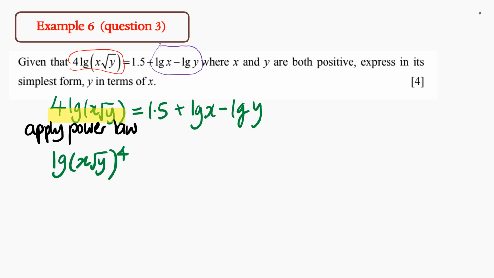Okay, take note. It's very important that you bracket x square root y. This is very, very important because the power 4 belongs to the whole thing. Power 4 belongs to the whole thing, so make sure you bracket it. Then the next thing is to apply the quotient law, sorry, quotient law.